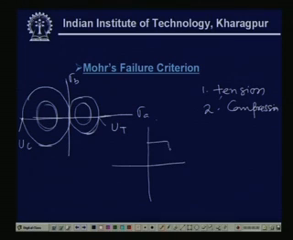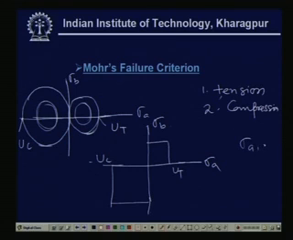We get a square UT and another square UC, this being sigma A, this being sigma B. That means we have undertaken one test in tension and the result is plotted. We have taken one test in compression and this result is plotted. So in both cases, whether tension or compression, you are getting unique values of sigma A and another value of sigma B.